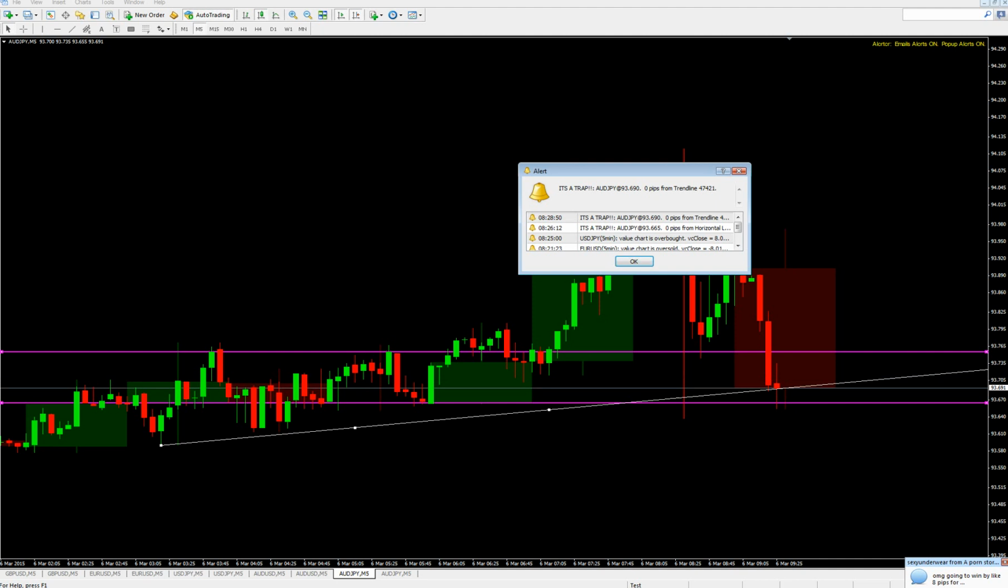Other than that, guys, any questions, anything else? And see, there was the trend line popped. It's a trap. So now you can have trend lines and support and resist lines that give you alerts. It's pretty simple.